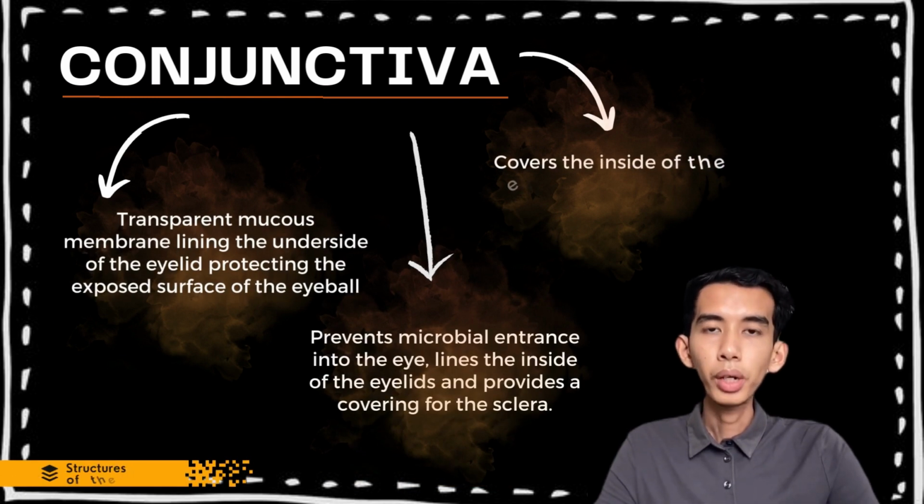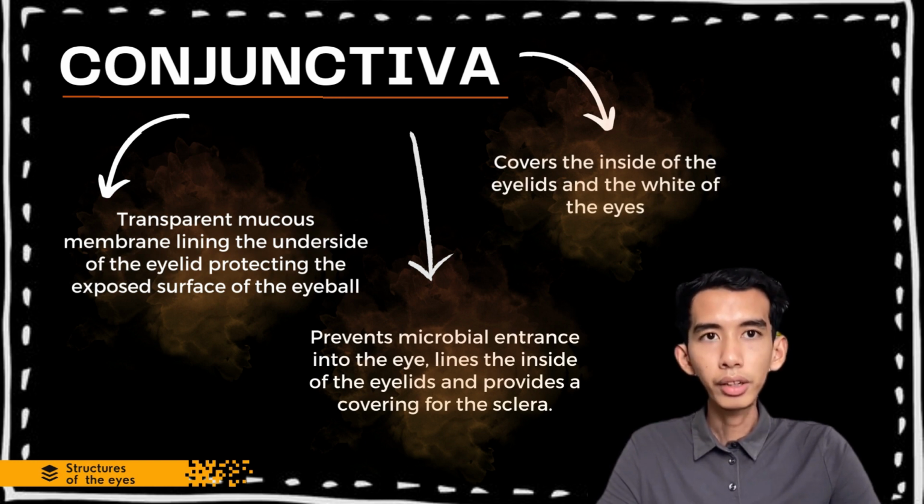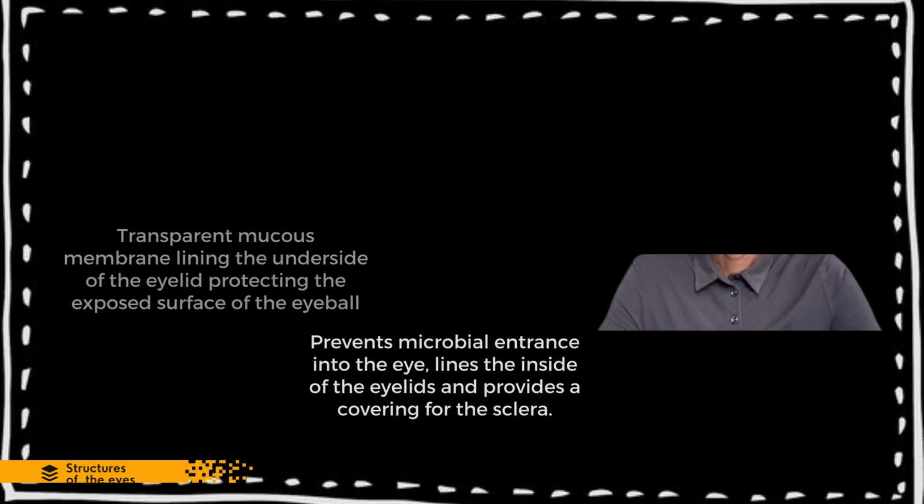We move to the next part, which is the conjunctiva. The conjunctiva of the eyes is a transparent mucous membrane lining the underside of the eyelid, protecting the exposed surface of the eyeball. It covers the inside of our eyelid and the white of our eyes. The conjunctiva also creates the mucous layer that forms part of our tears. It also prevents microbial entrance into the eye and plays a role in immune surveillance. It lines the inside of the eyelids and provides a covering for the sclera.